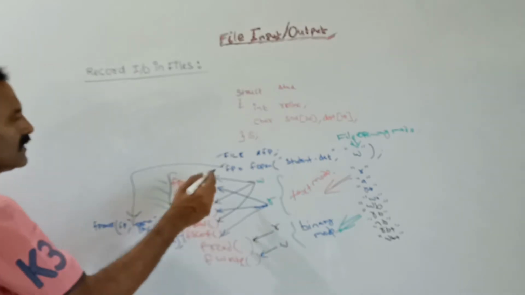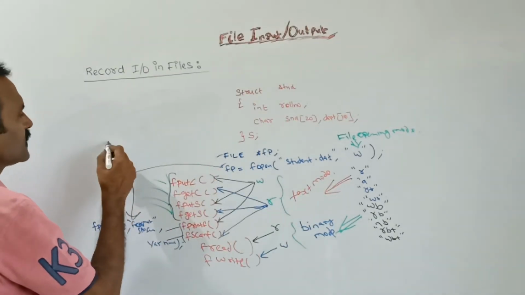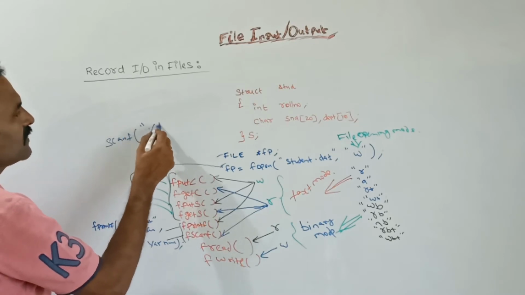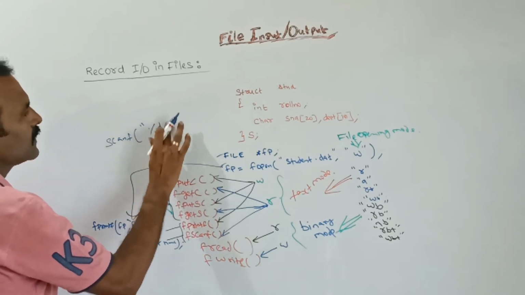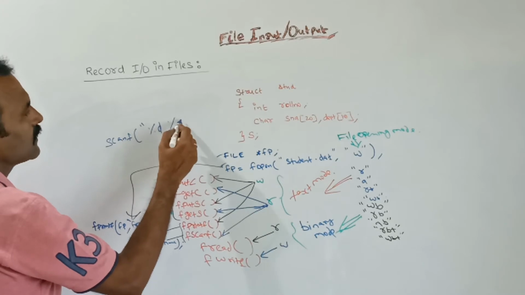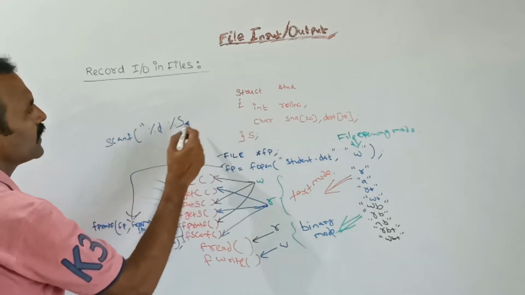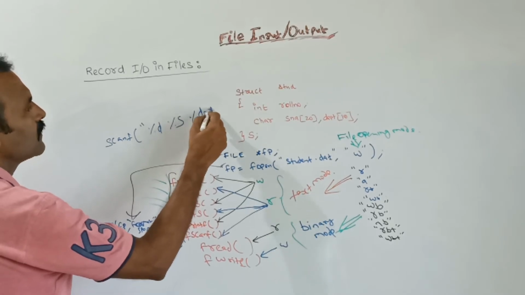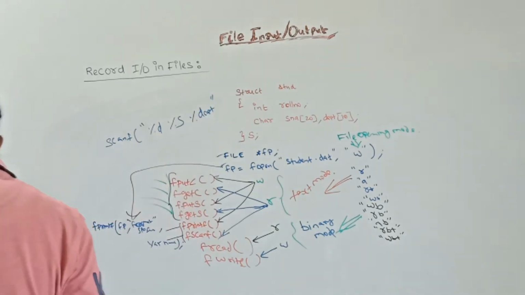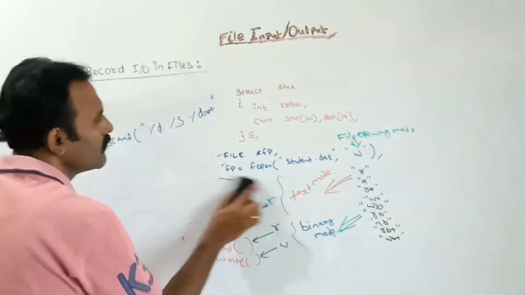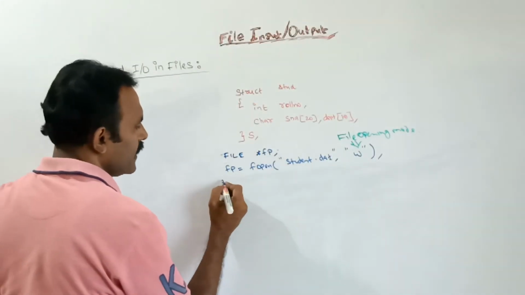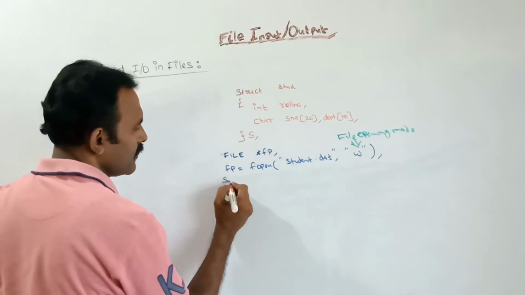See here, for example, let us take the scanf function. With the help of the scanf function, I am giving the input for roll number. Next, I am giving the input for student name. Next, I am giving the input for department. After that, after opening this file, here I am getting the input for the structure members.